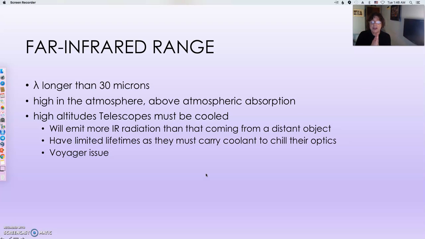It was really an issue with Voyager. Voyager ran out of coolant. So Houston changed up its mission so that it didn't need to look at IR imagery anymore after it ran out of coolant. They have limited lifetimes for those particular probes.